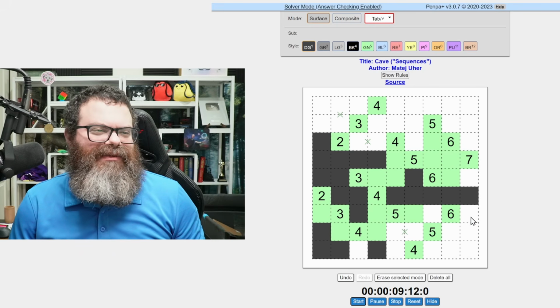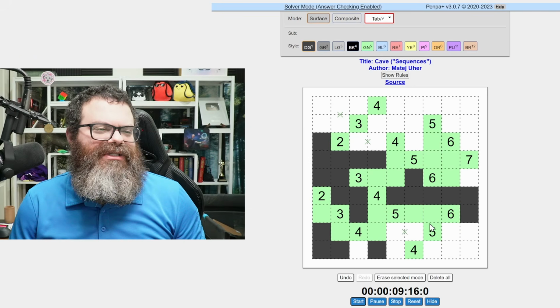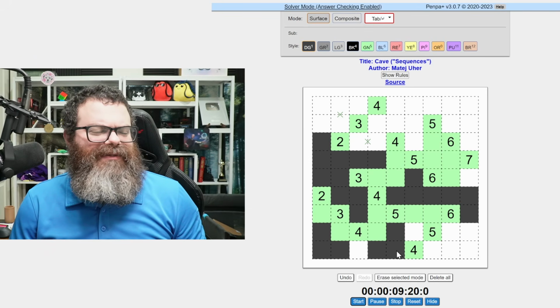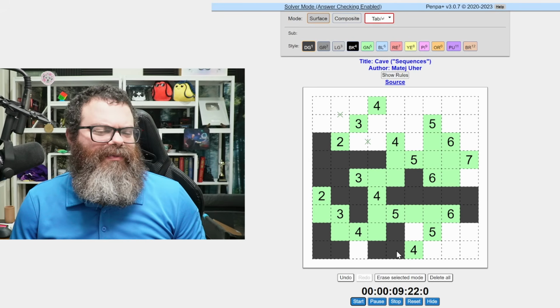Yeah, the 6 has to go left. If it only went right and down, it would be a 4. So it has to go left, which finishes the 5. So that X is fulfilled. This is going to have to come down to here in order to get to a wall.